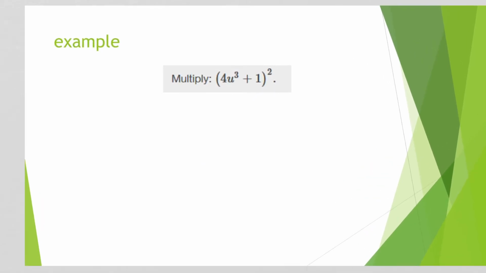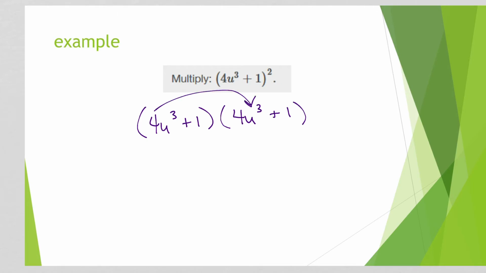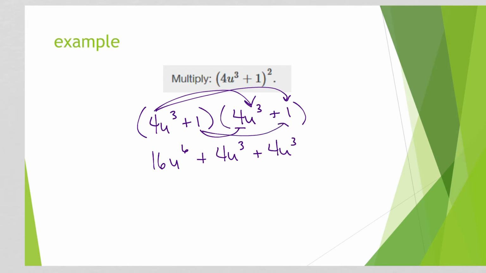Another example. So we have 4u to the third power plus 1 times itself. Okay, so we're going to distribute again. 4u to the third power times 4u to the third power is 16u to the sixth power. Remember, add those exponents. And then 4u to the third power times 1 is positive 4u to the third power. 1 times that is the same thing. And then 1 times 1 is 1. Combine our like terms. And that's it. We're done.